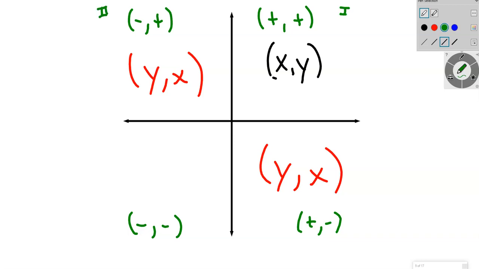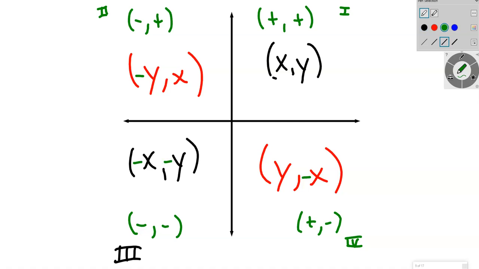This was quadrant 1 over here. Okay, so when I get over there to quadrant 2, I'm going to make that negative. When I get down here to quadrant 4, I'm going to make that negative because everything in that position is negative. All right, and so down here in our third quadrant, this is going to be x, y, but what do we know about all the signs in that quadrant?